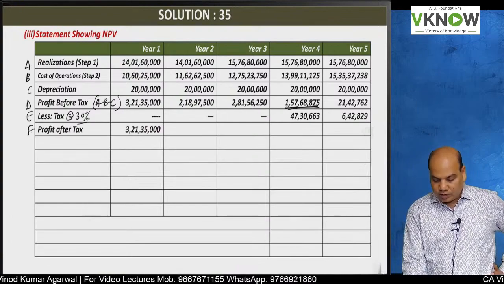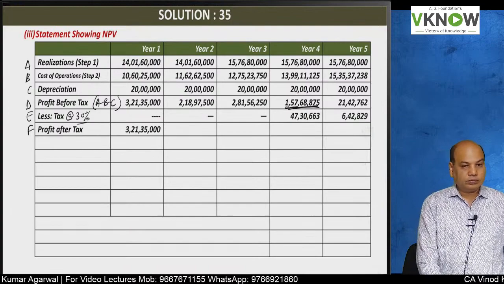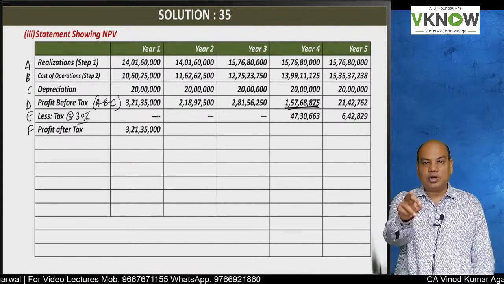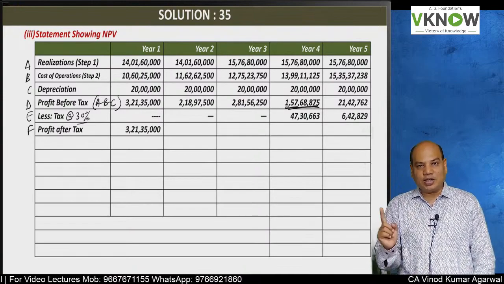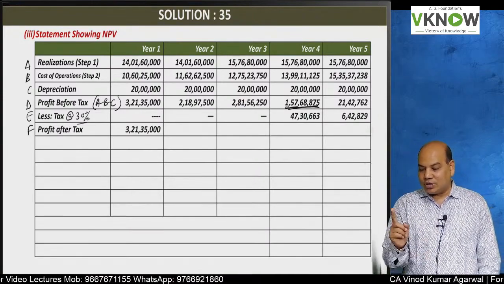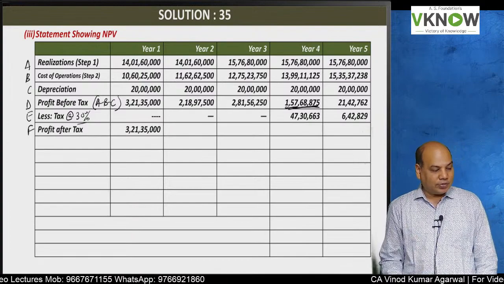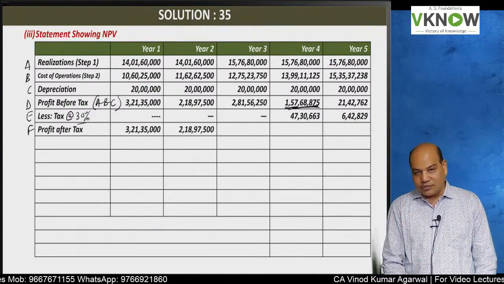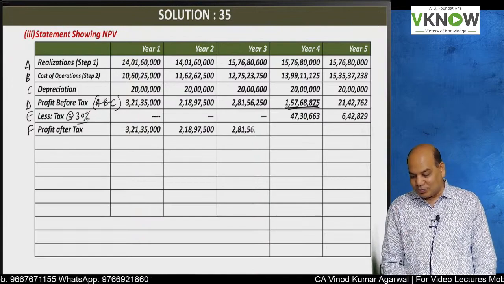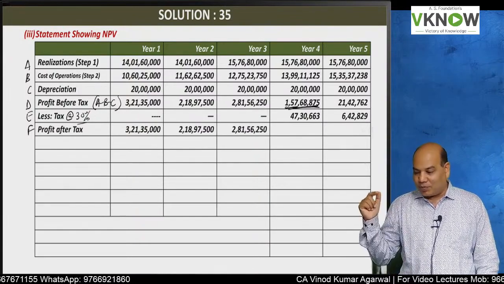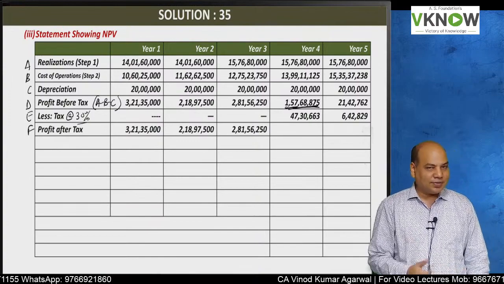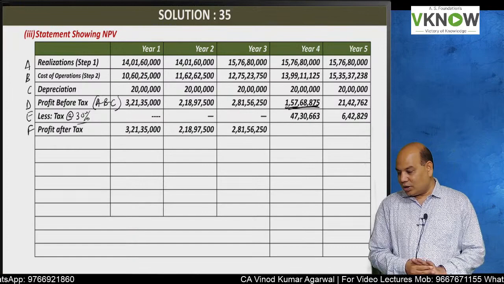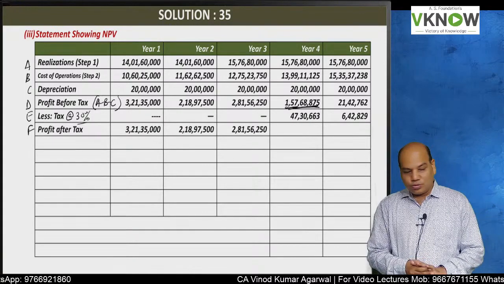Point number F, profit after tax. Come on, profit after tax for first year, second year and third year I will tell you without calculator. Check my ability. First year 3 crore 21 lakh 35,000. Second year 2 crore 18 lakh 97,500. Third year 2 crore 81 lakh 56,250. Yes, without calculator. The last two are easy ones, you will try.